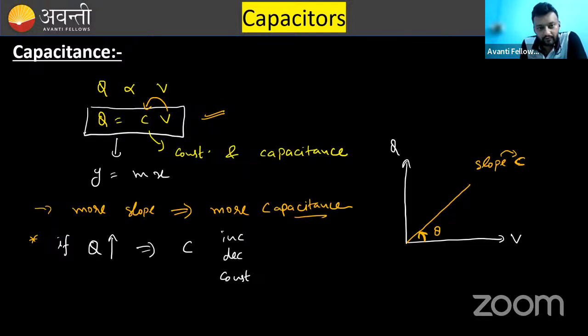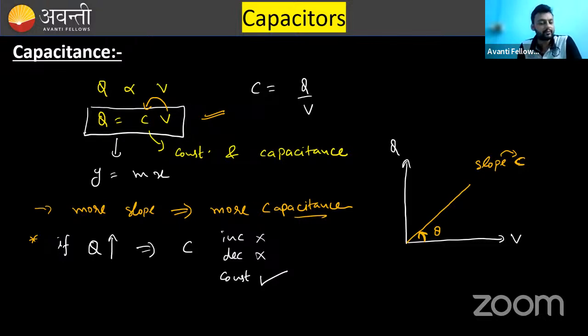So from that point of view, you can say that C is equal to Q over V. And if you increase Q, then one thing that you should keep in your mind is that C is a constant of proportionality. The amount by which Q increases, the potential will also increase, and the capacitance will remain constant. And these two things are not going to happen.